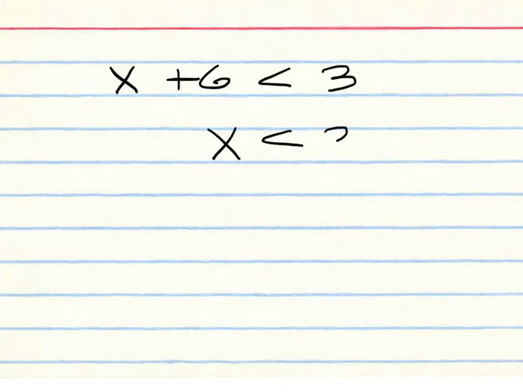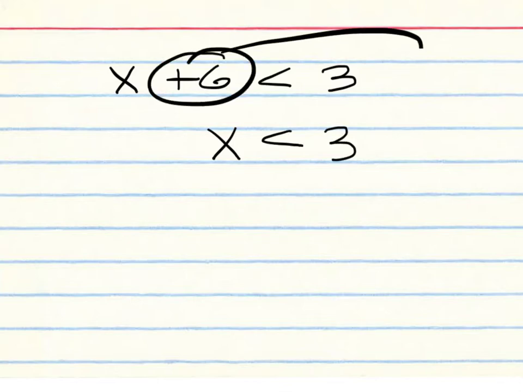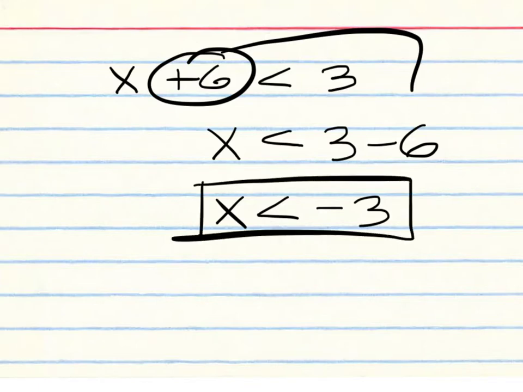For example, x plus 6 less than 3. You leave your x on the left and the 3 on the right. Move this over. Change the sign. 3 minus 6 is negative 3. x less than negative 3.